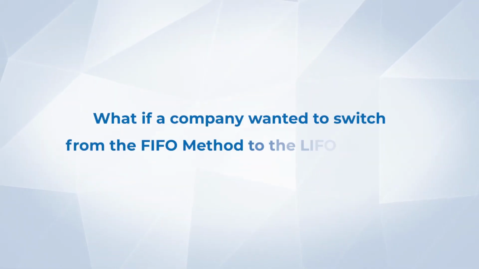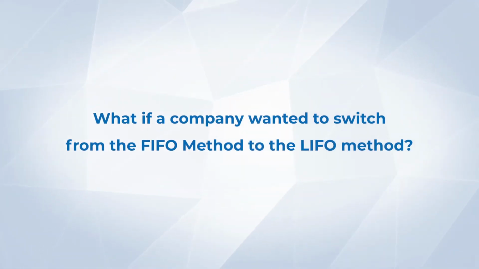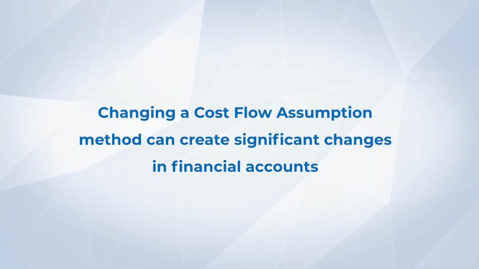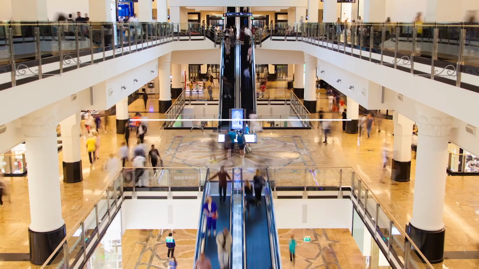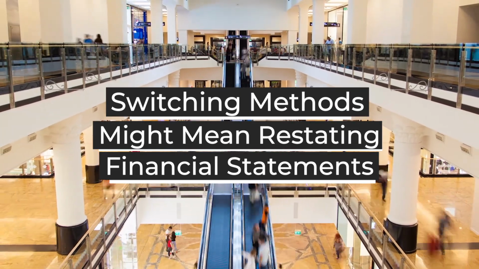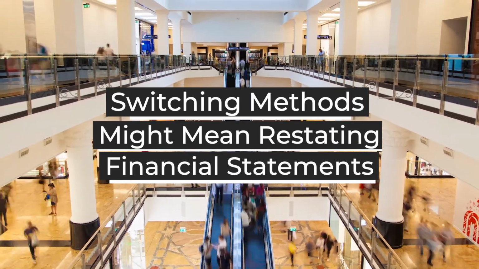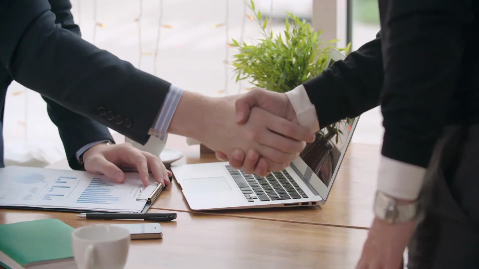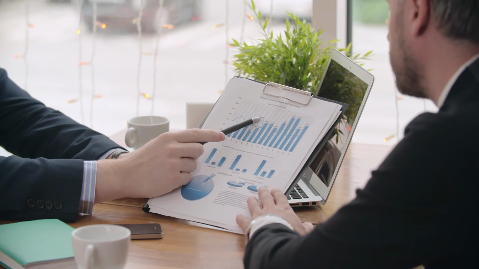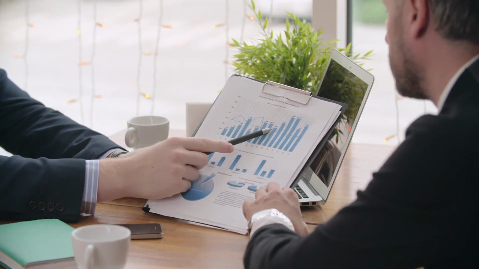So what if a company wanted to switch from the FIFO method to the LIFO method? It can create pretty significant changes in their financial accounts. As I just mentioned, the income tax expense alone will vary depending on whether FIFO or LIFO is used. So if a business decides that they want to switch from FIFO to LIFO, they may have to restate their financial statements to reflect the changes of that new method. Financial statement users want to be able to compare and contrast financial data year over year, so that's why it's really important for those financials to be restated.